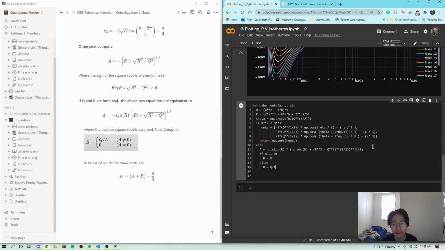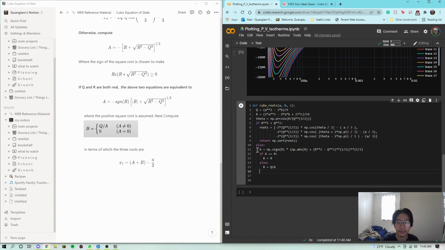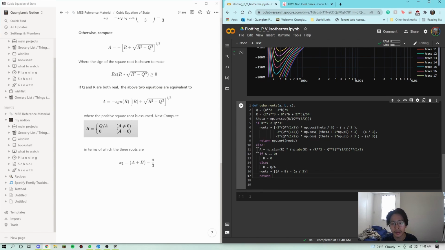Okay. Makes sense to me. Done here. Or actually, we still want to stay in this else statement. So then return, actually roots is equal to, it's only one root, right? So a plus b minus a over lowercase a over 3. Return roots. And that should be the completion of the cube roots, the Cardano's method cube roots function.